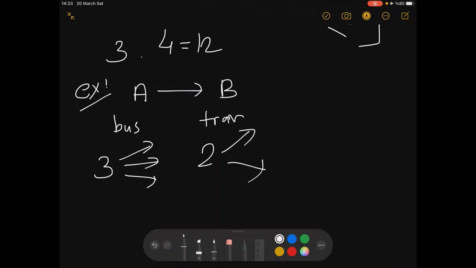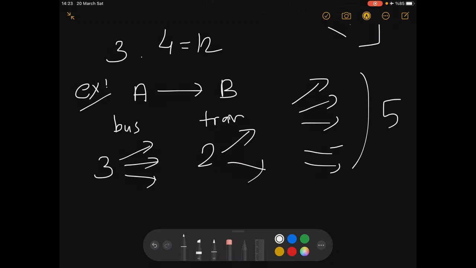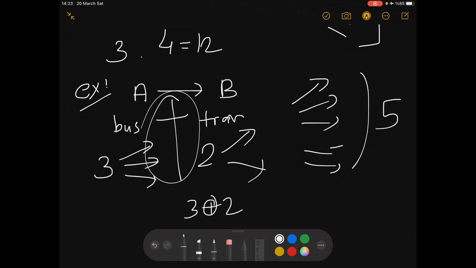What is the total possibilities here with bus and with train? You will end up with 5 possibilities here, namely your symbol will be addition here, because if you go with train, for example, you cannot go with bus, so they cannot happen at the same time.